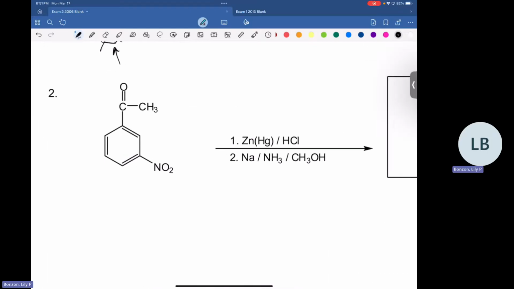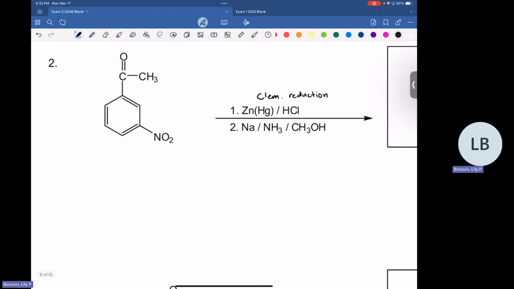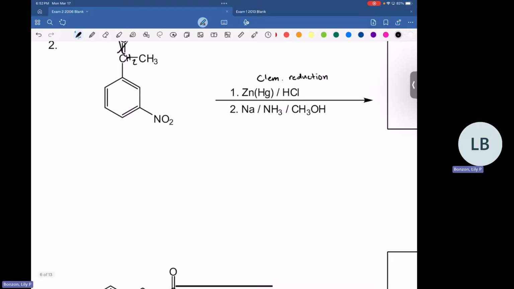All right, so we have this benzene with a couple groups on it. We have zinc mercury and hydrogen chloride. So this is what's called Clemmensen reduction. And this one is kind of a special reducing agent. It will not only reduce that ketone, it will reduce it all the way to be a hydrocarbon group. So we're basically just going to get rid of that ketone and replace it with some hydrogens.